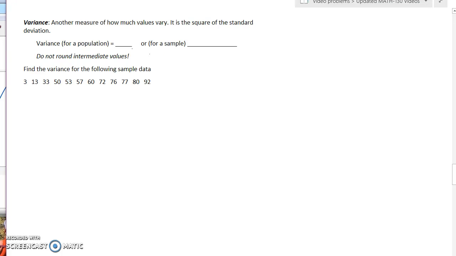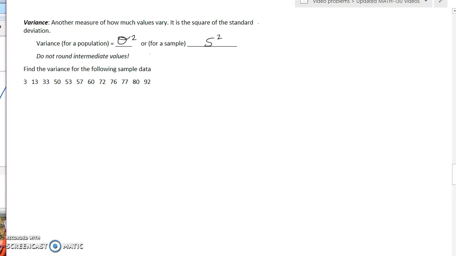All right, so now we're going to talk about another measure of spread called the variance. Variance is how much the values vary. It's based off of the standard deviation. The variance for the population is you just take the standard deviation and square it. Or if it's a sample, you take the sample standard deviation and square it.